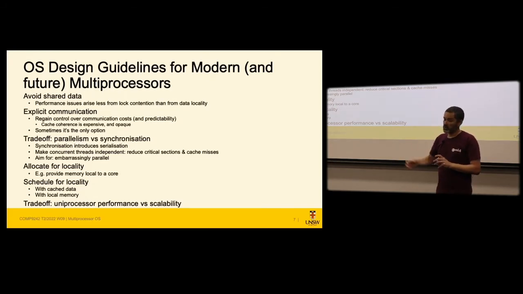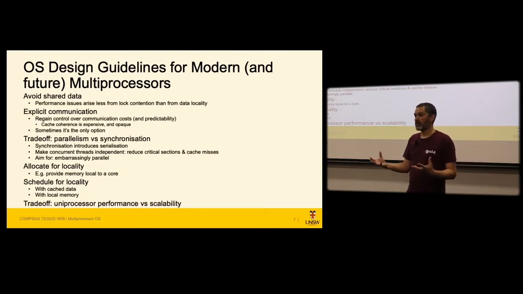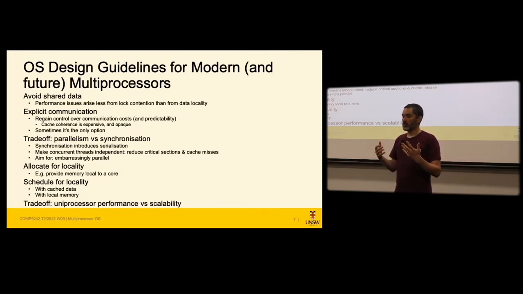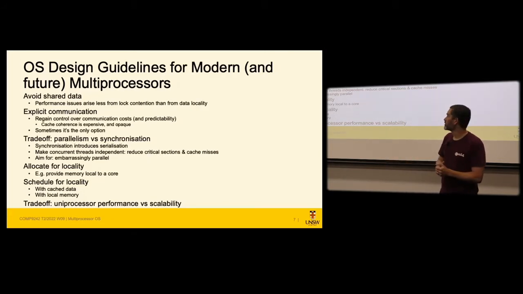Sometimes it's the only option. If you look at architectures like the SCC and so on that don't have a coherent cache, then you really need to do explicit communication. You can't rely on the hardware implementing something for you.